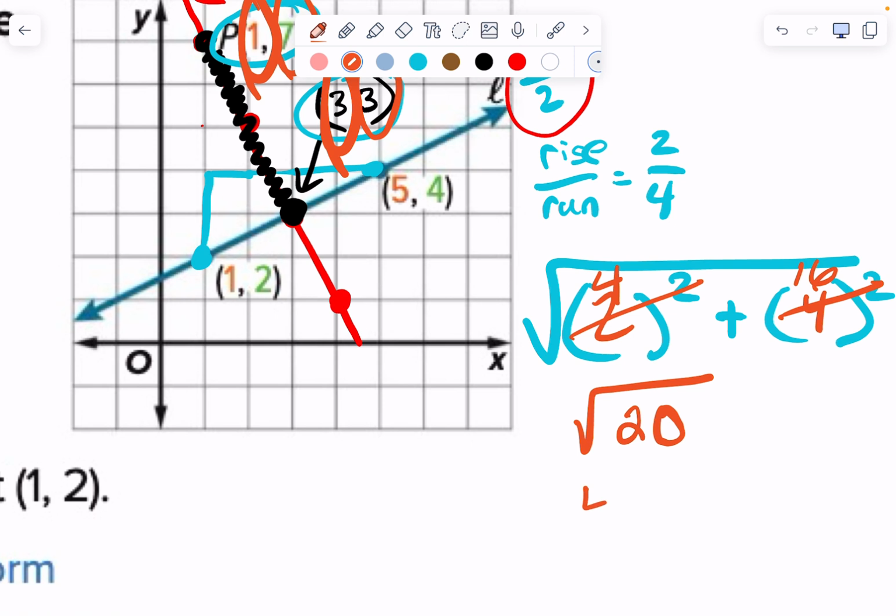Like 4 point something, true? What's the square root of 20? I bet it's 4.7.